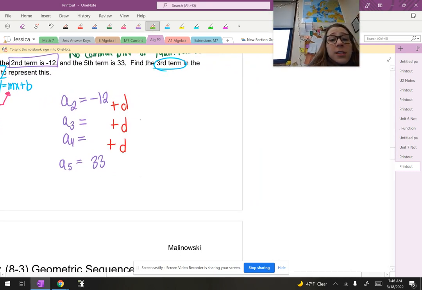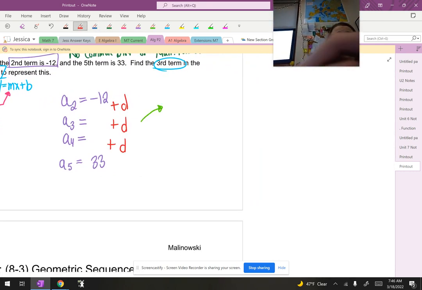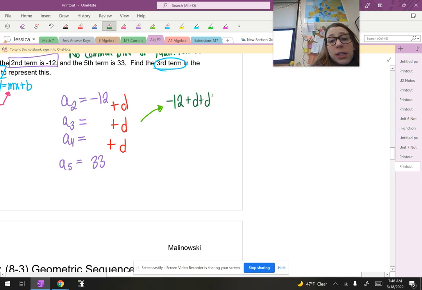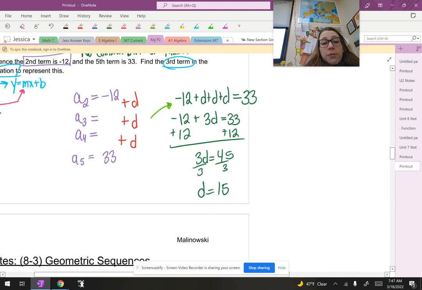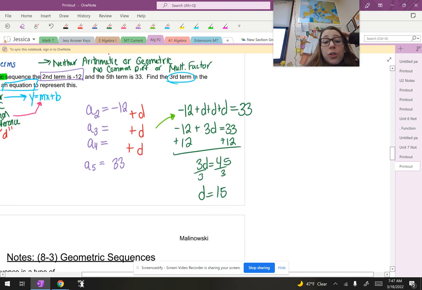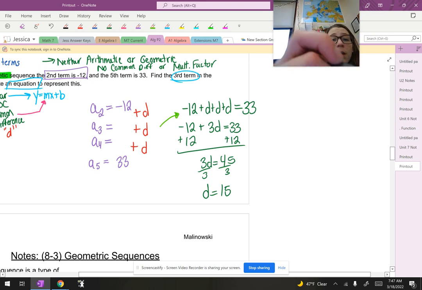So we're just going to turn this into an equation. If I start with negative 12 and I do d plus d plus d, I get 33. Negative 12 plus 3d is equal to 33. And now you have a baby 2-step equation that you've been solving for years, to realize that your common difference is actually 15. Meaning that to go from one term to the next, I need to be adding 15.